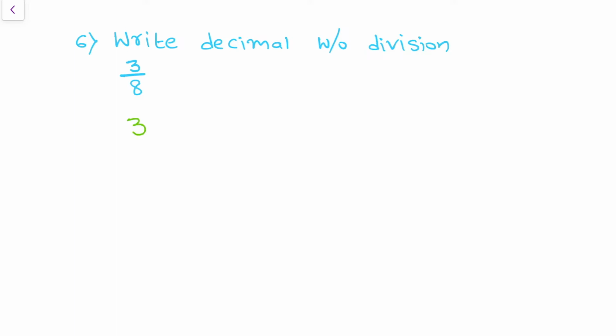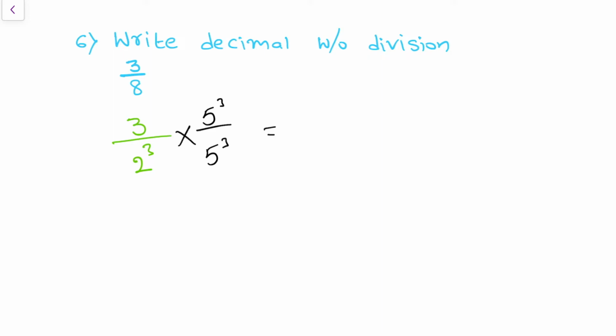We don't have any work with the numerator. 8 is the denominator. So write the prime factorization of 8, that is 2 cube. 3 by 2 cube. Denominator is 2 cube, so we need to multiply and divide with 5 cube.